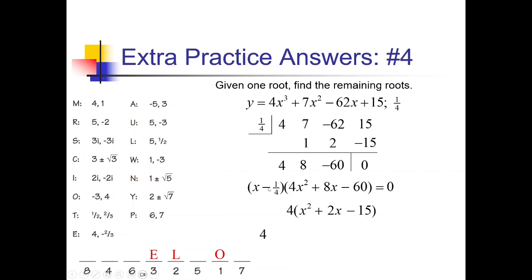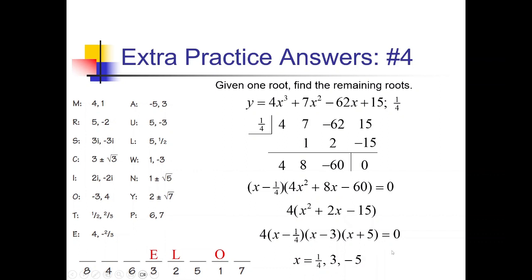I'm going to have this x minus 1/4 that I took out right in the beginning. And now for the stuff left in here, factors of negative 15 that add up to 2: 1 and 15 doesn't work. 3 and 5 does, negative 3 and positive 5. So I can break this up into x minus 3, x plus 5. All that equals 0. Going through and setting these all equal to 0 and solving, we have x equals 1/4, positive 3, and negative 5.